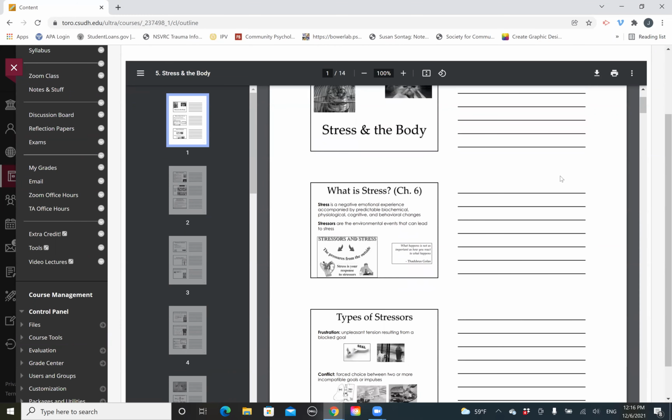So what is stress? Stress is a negative emotional experience accompanied by predictable biochemical, physiological, cognitive, and behavioral changes. Stressors are environmental events that can lead to stress. It's important to note, guys, that stressors are not necessarily negative. Planning your wedding is a stressor. Even though that's, for most people, a positive experience, it is still creating stress, right? The holiday season creates stress, even though if you're celebrating this time of year, it's a positive thing for a lot of people, but it is still stressful. There's a lot going on.